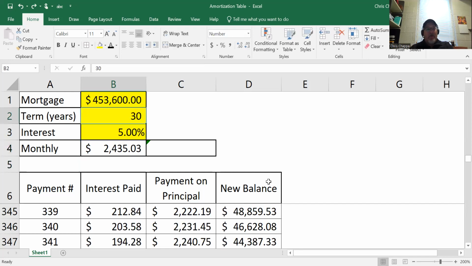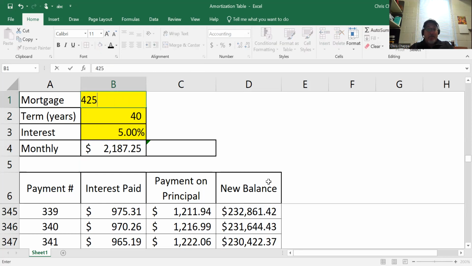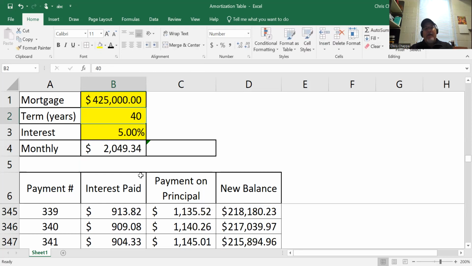$2,113.85. No, what if it were 40 years and 5%, but I made a bigger down payment? What if I made a down payment that brought it down to 425,000? Okay, now my payment is closer to 2,000. You can play all sorts of games. And if you want this spreadsheet, I can throw it in Canvas for you. But there are amortization schedule calculators all over the internet.